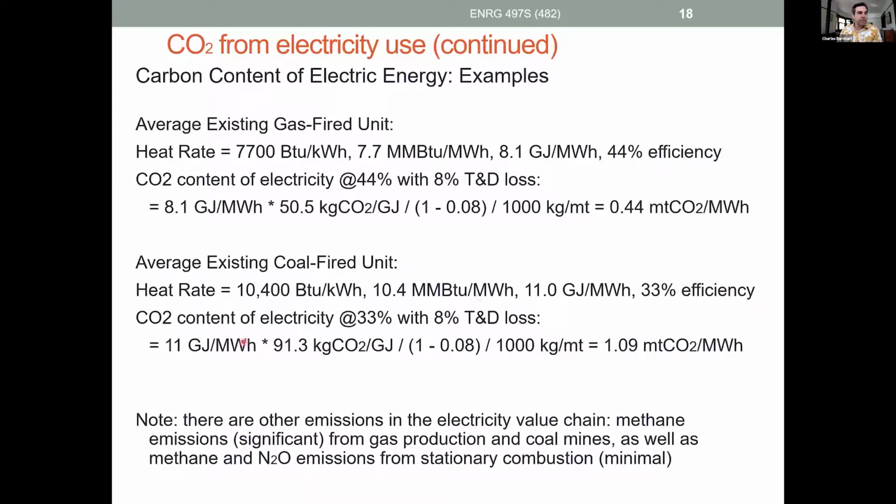The CO2 content of the electricity at 33% efficiency and 8% line losses are again that heat rate multiplied by the carbon intensity of the coal, 91.3 kilograms of CO2 per gigajoule, divided by 1 minus line losses, conversion factor to metric tons, and we can see that the carbon content of the CO2 is over a factor 2 greater than that of the natural gas at 1.09 metric tons of CO2 per megawatt hour. So what makes coal worse? There's 2 reasons.